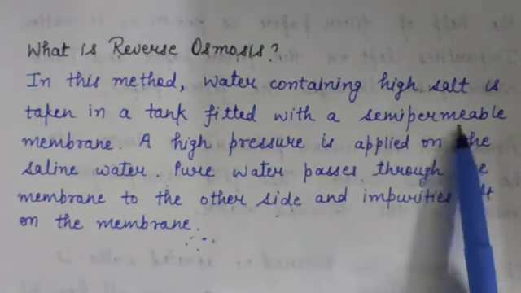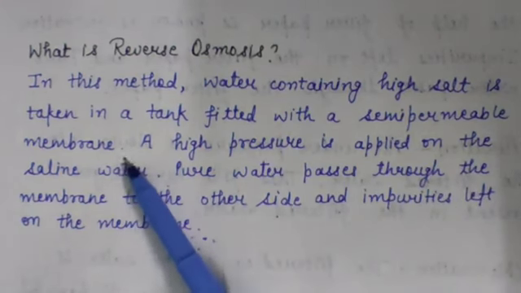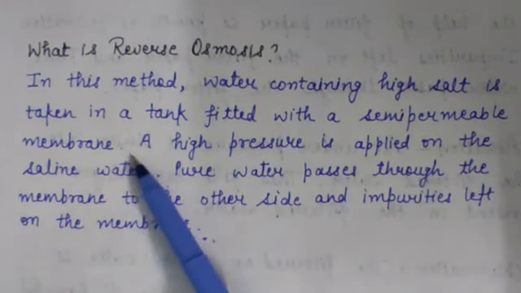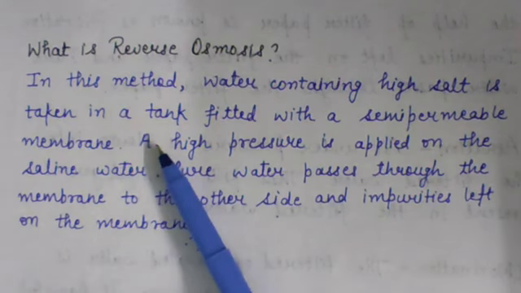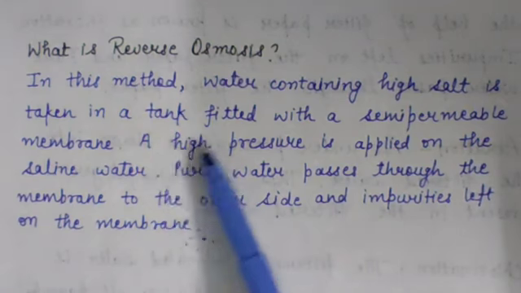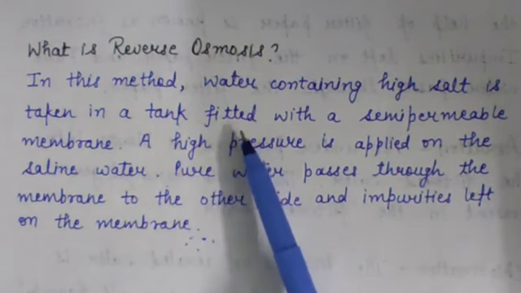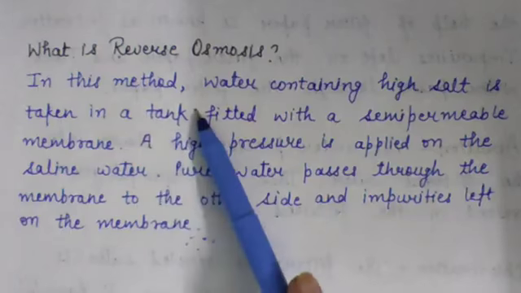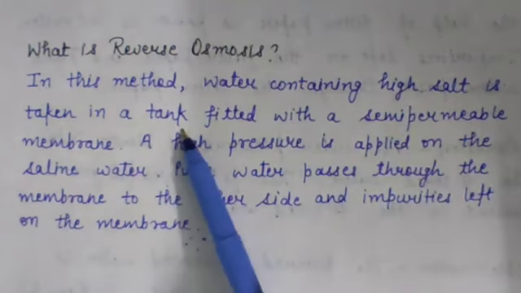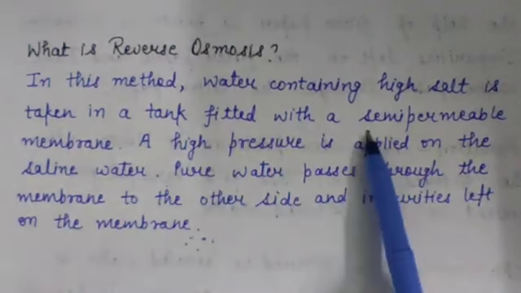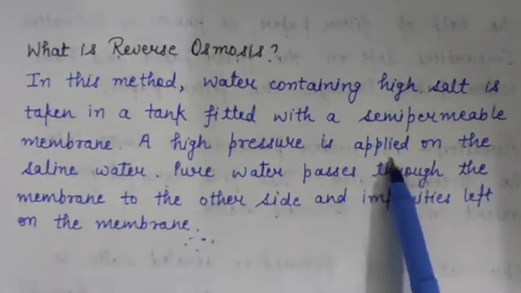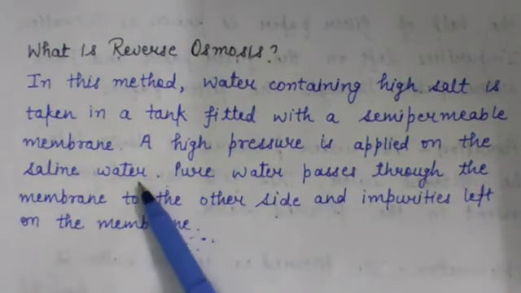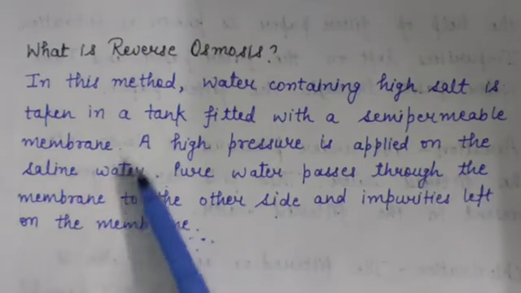Now, what is a semi-permeable membrane? A semi-permeable membrane is also called a selective membrane, means it allows only certain ions or molecules. It will not allow the impurity to pass through it. Okay, it will not allow the insoluble impurities to pass through it. So, in this method, water containing high salt is taken in a tank in which a semi-permeable membrane is fitted. And after that, a high pressure is applied on the saline water. Saline water means salty water which you have taken in a tank.